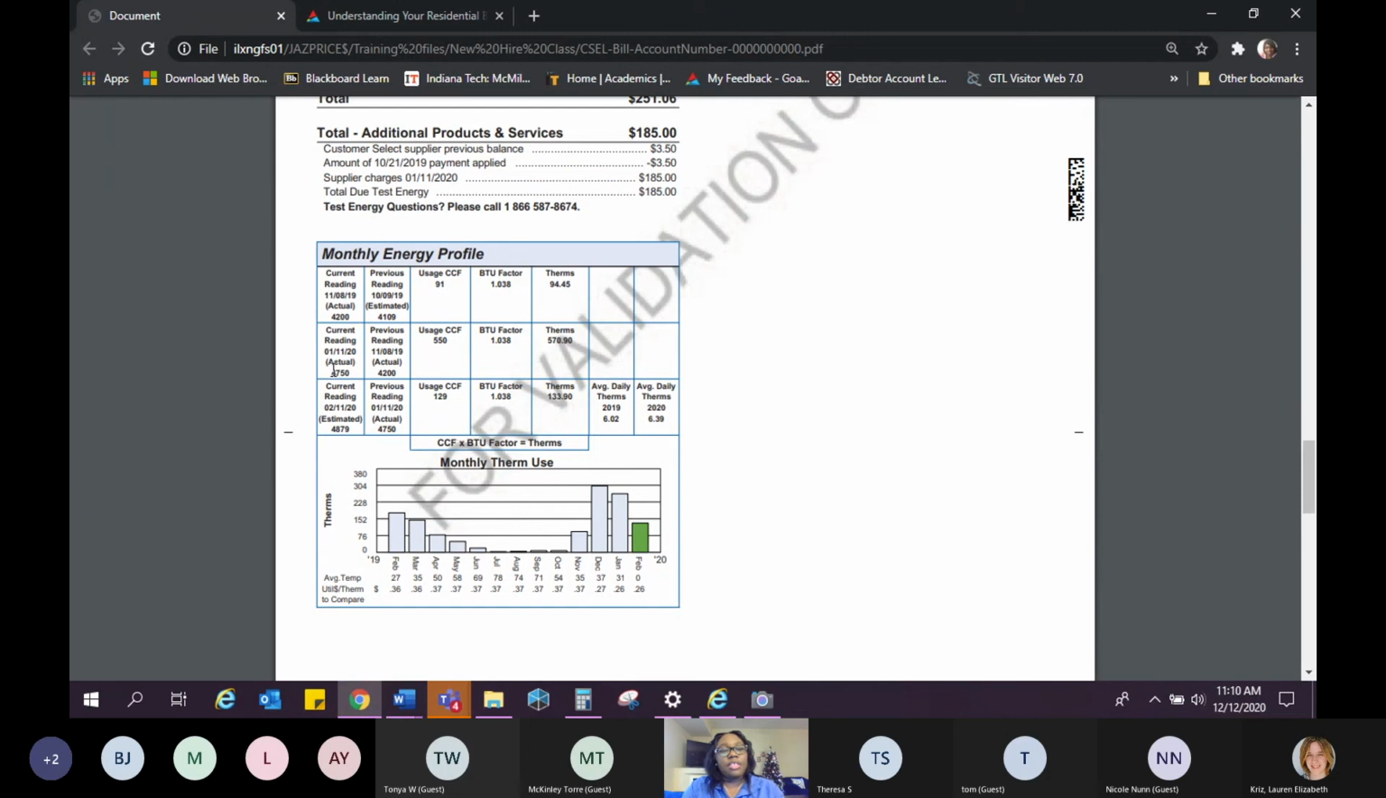But once we got the current read, that one was an actual as well. So it does tell you which read is which, so you don't have to guess. And the same thing for the monthly therm use. We still have the average temperatures, and we have the amount per therm that we're charging the customer per month.